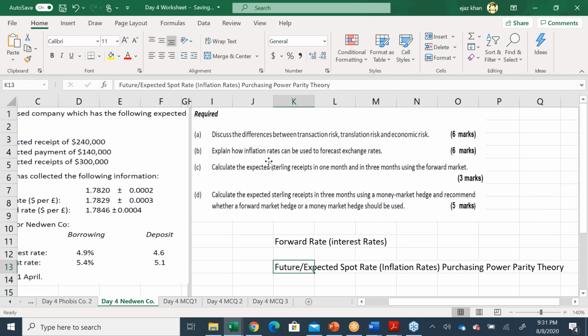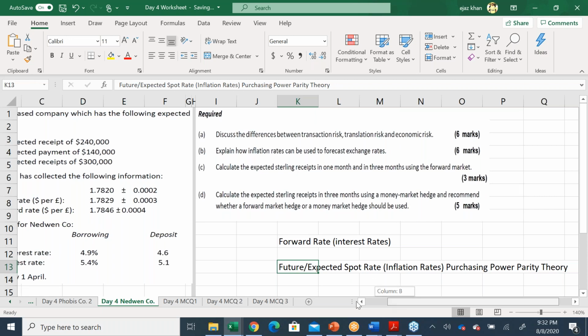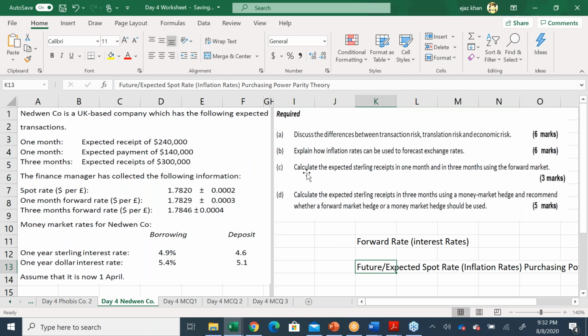So it has asked to explain the purchasing power parity theory. I have shared my course notes with you. The complete explanation of inflation rates and the purchasing power parity theory is there. You can just simply read it from there because it has nothing to do with the scenario given in the question. It is totally bookish knowledge. No application. Okay, now we have C part.